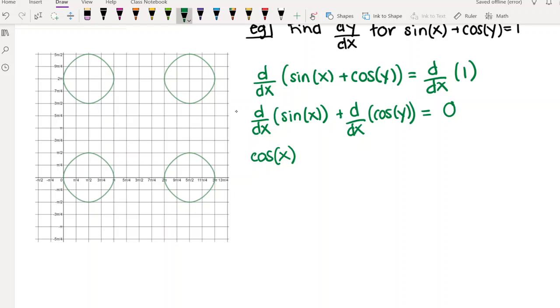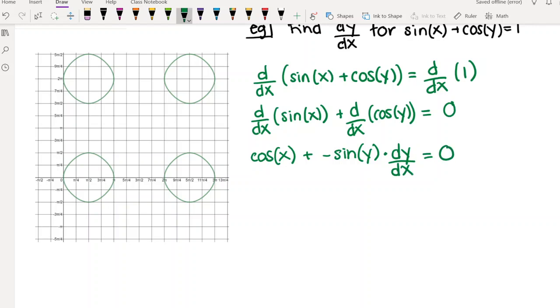And then this next part, the derivative of cosine of y, we're going to first do our outer derivative. So the outer derivative would be negative sine of y. So we're just taking the derivative of the outside part and ignoring the fact that it's a y on the inside instead of an x, just sort of normally taking the derivative. But then we have to remember that we have to multiply it with dy dx at the end.